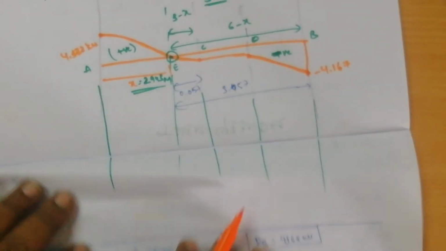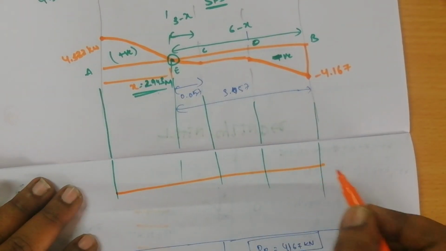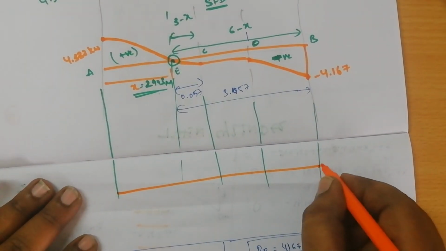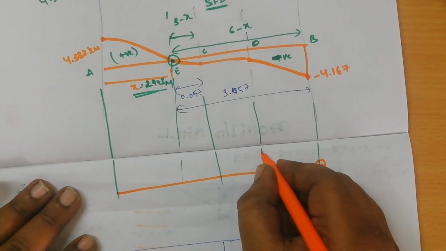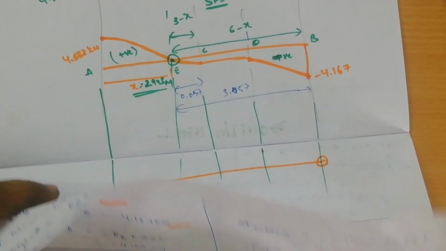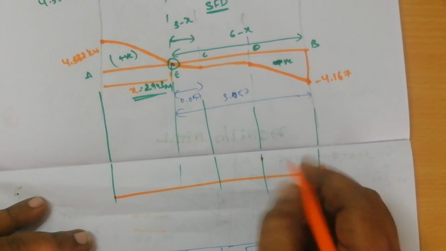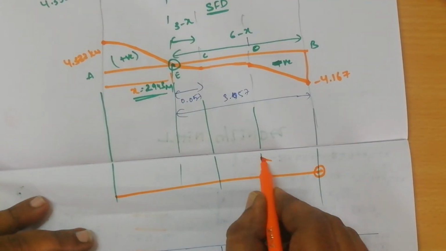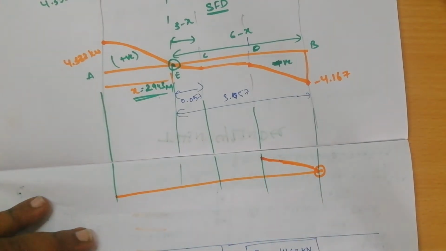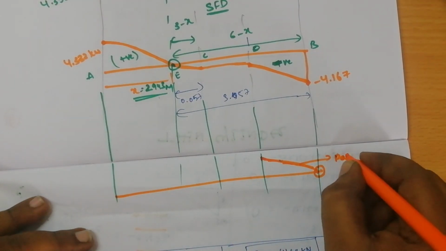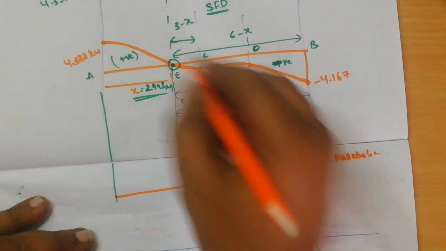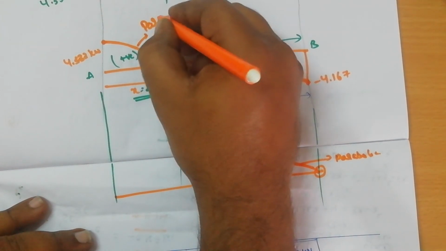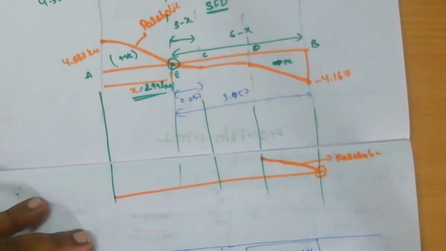How will the bending moment diagram come? Let us draw. This is your 0 baseline. Here we have got 0. Here we have got the value of 4.334. So I am drawing this. Since this is an inclined line, this will be a parabolic curve. So we will write here parabolic. Obviously, in bending moment you will get cubic.